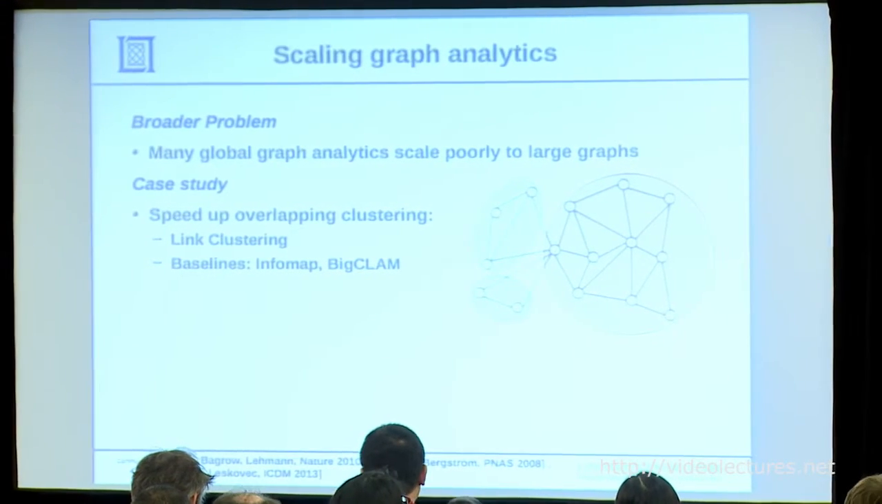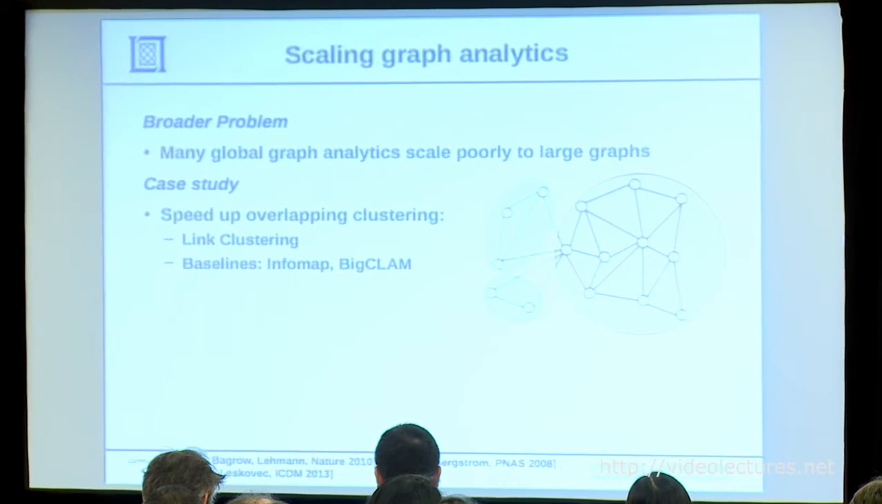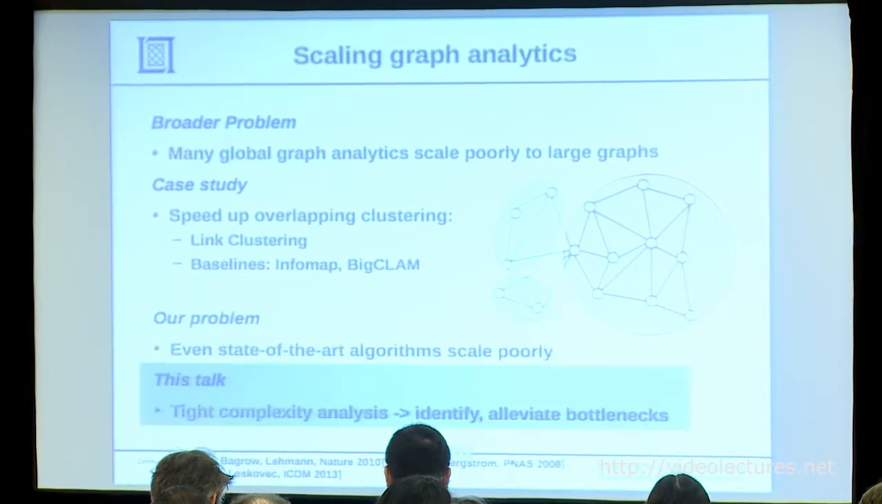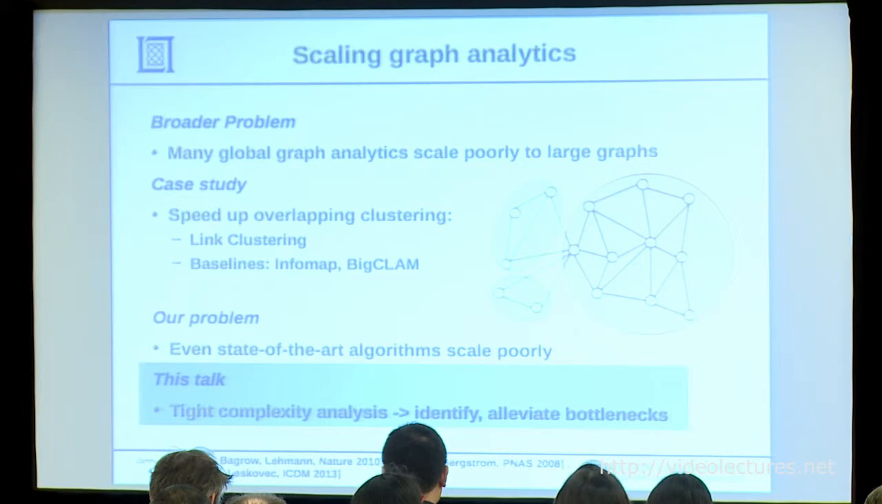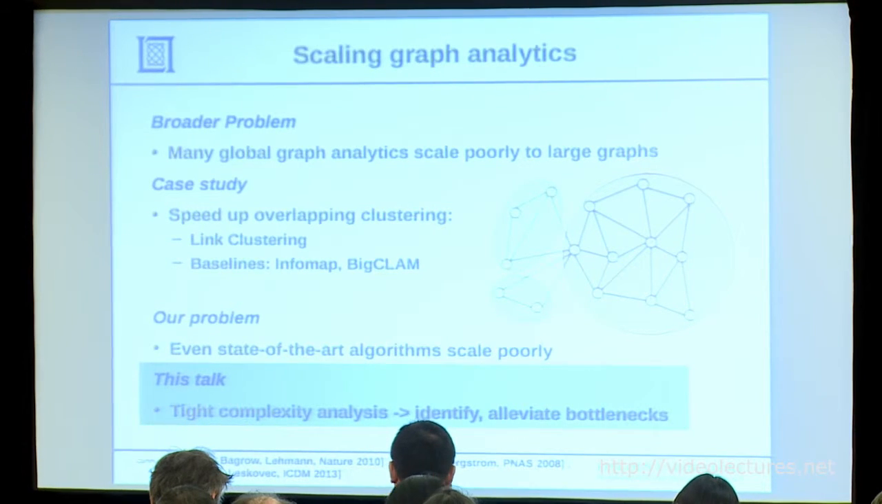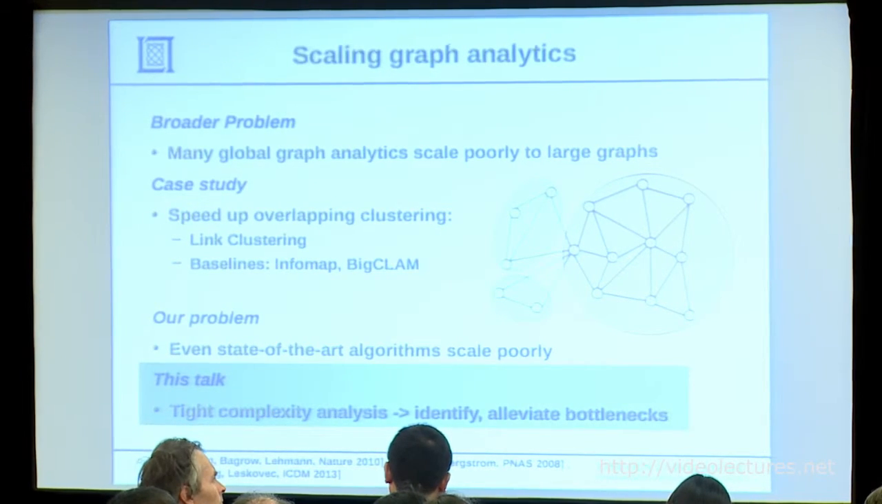Because a lot of graph analytics don't scale so well. Community detection problems aren't exempt from that. How can we make them faster? What I'm going to talk about is the importance of having tight complexity analysis of your algorithm and how that can help identify bottlenecks that you can hopefully overcome to make your algorithm faster. This is something you see in, I think, a surprisingly small number of papers, tight complexity analysis of the algorithms. And people keep talking about needing their work to be faster on larger graphs. So I think this is something close to my heart, at least.